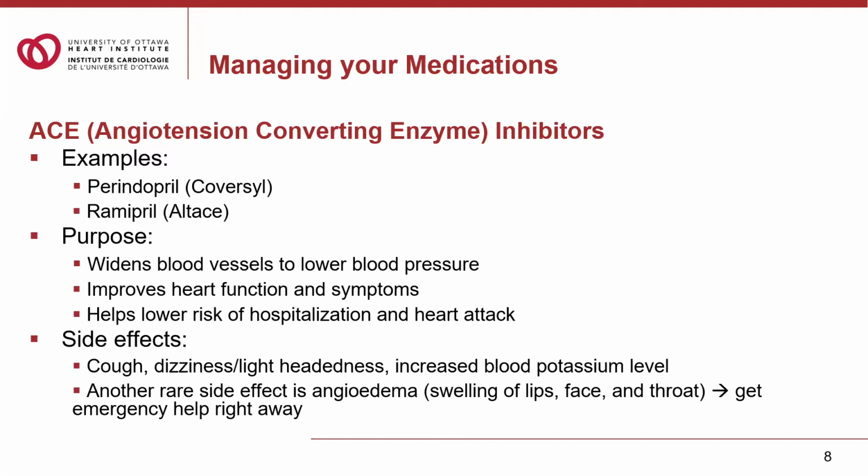The first medication is the ACE inhibitors. Examples of this are perindopril and ramipril. All of your medications with pril at the end, P-R-I-L. The purpose of these medications is to widen your blood vessels to lower your blood pressure. They help improve your heart function and your symptoms and help to lower the risk of hospitalization and heart attack. Common side effects of this medication are a cough, which can actually be quite bothersome, dizziness and lightheadedness, and an increase in blood potassium level.